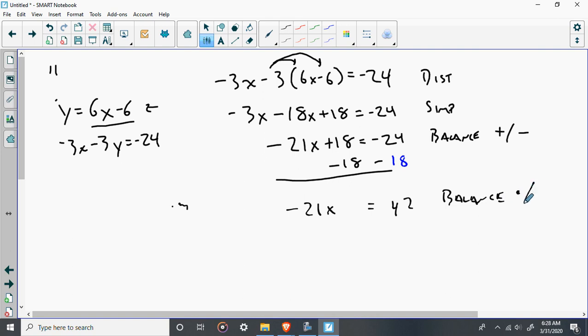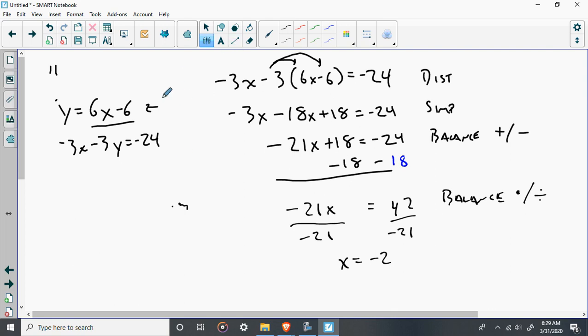Balance with multiplication and division. Okay, so again, what do we got? We're going to divide by negative 21, divide by negative 21, and we're going to find out that x is equal to negative 2. Okay. Well, now we've got x.